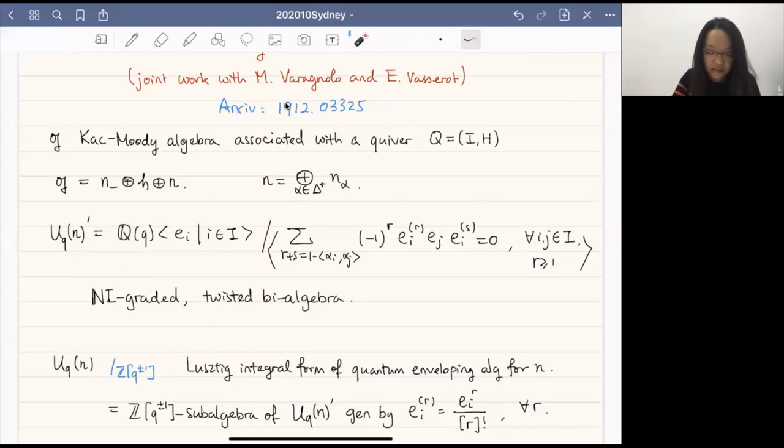So G will be a Kac-Moody algebra associated to a quiver. Let's say in the case of a semi-simple Lie algebra, then it will just be the Dynkin diagram of the Lie algebra. And then, as we know, you can fix a triangular decomposition of G. And so you have a Cartan and the positive part and negative part, where n here is the sum of the root spaces for all the positive roots. Okay, and then we have this quantum group for the positive part of G.